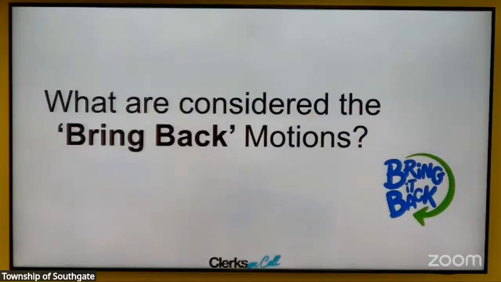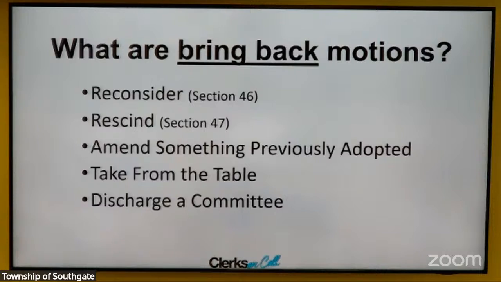Okay, the final type of incidental motions that we want to highlight is what we refer to as the bring back motions. The bring back motions do exactly that. They bring back business before the council that's already been adopted. There is no ranking among the motions.